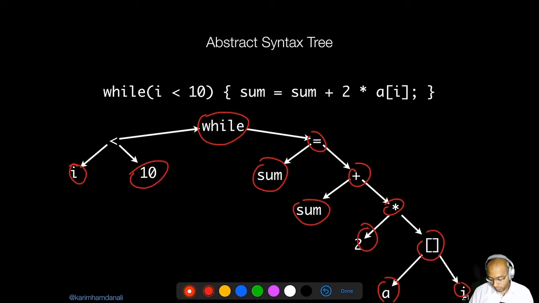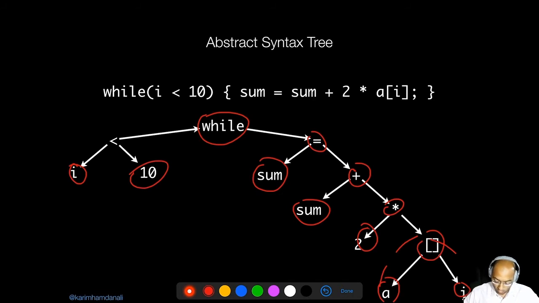The way you translate that high-level statement into this abstract syntax tree is by following the precedence of the operators. Here, the precedence goes first to the array elements, then the multiplication, then the addition, then the assignment, and so on.